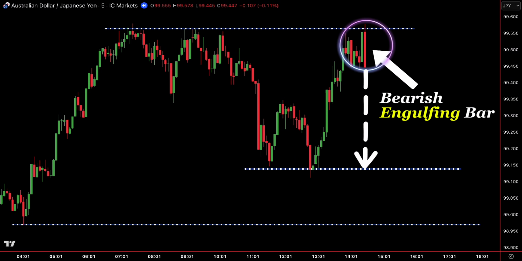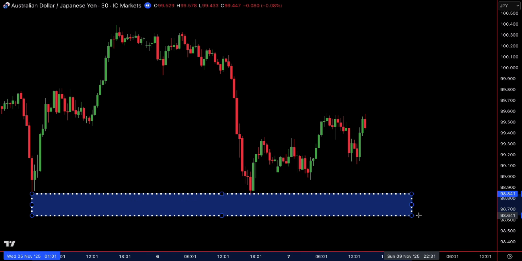But before taking the trade, we must check the higher time frame. Since this is a 5-minute chart, let's switch to the 30-minute chart to see whether the higher time frame supports our setup. On the 30-minute chart, we draw our key levels.